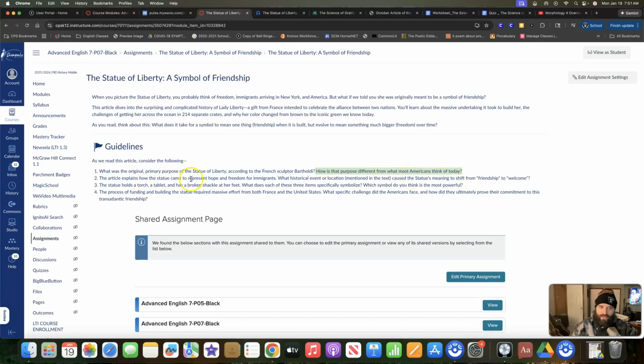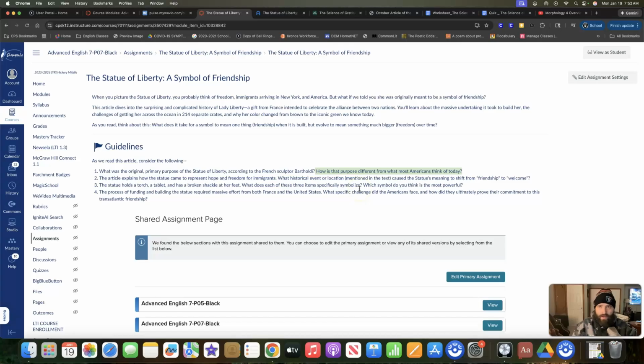The article explains how the statue came to represent hope and freedom for immigrants, but what historical event or location mentioned in the text caused the statue's meaning to shift from friendship to welcome? Just cause and effect relationship here, right? So just thinking about this question, what caused that to happen? The statue holds a torch, a tablet, and has a broken shackle at her feet. What does each of these three items specifically symbolize?